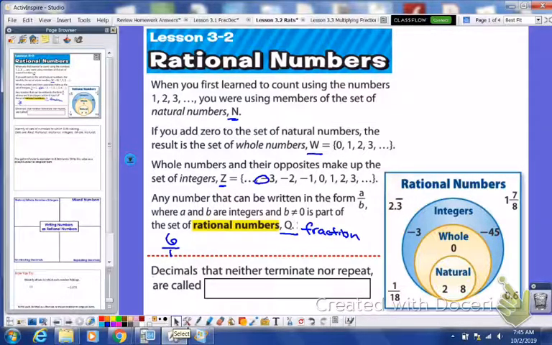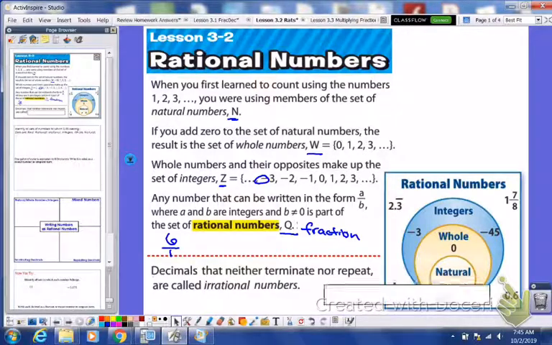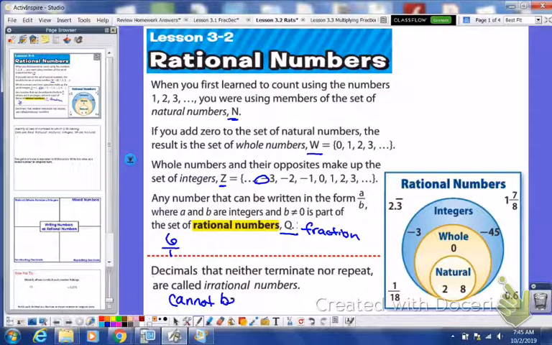And then decimals that can neither terminate nor repeat are called irrational numbers. So irrational numbers cannot be written as a fraction. So rationals are fractions, irrationals cannot be written as a fraction.